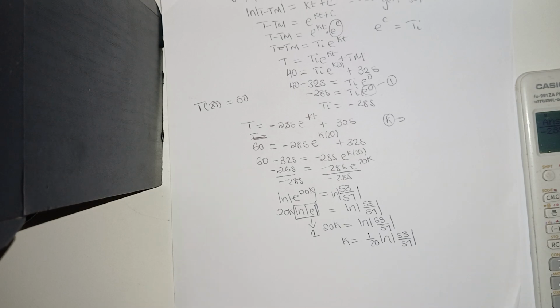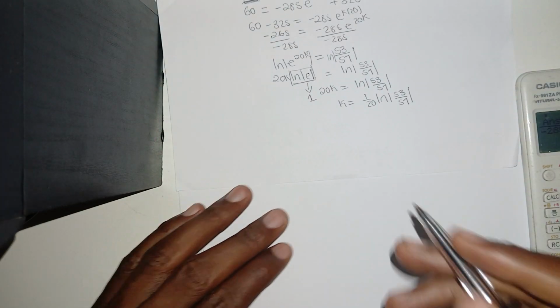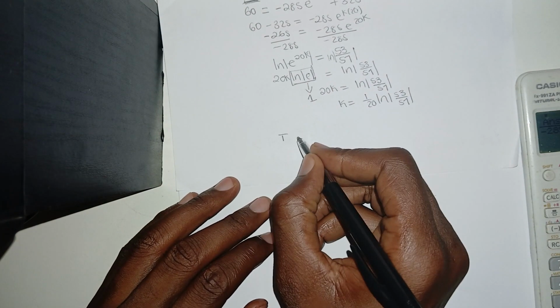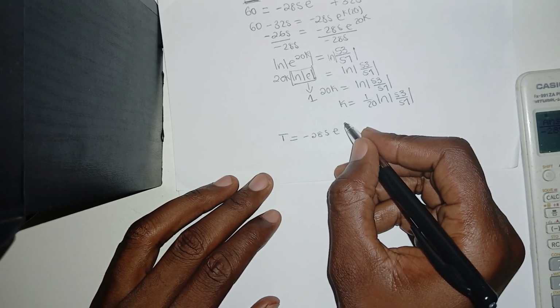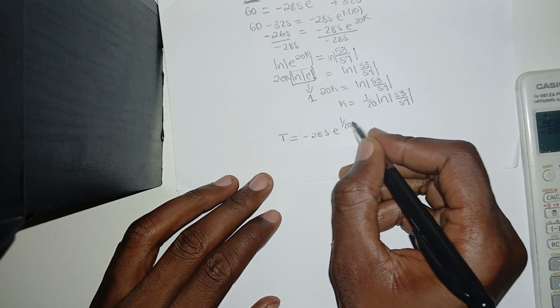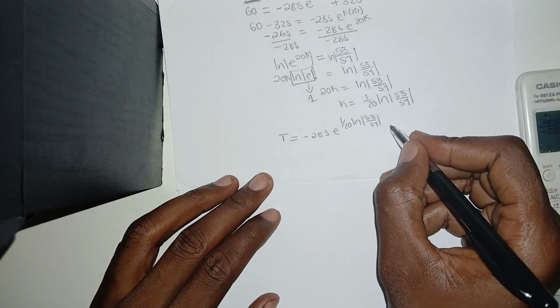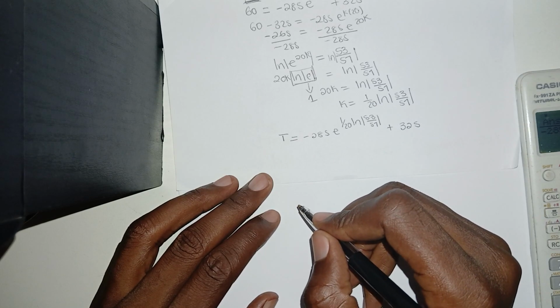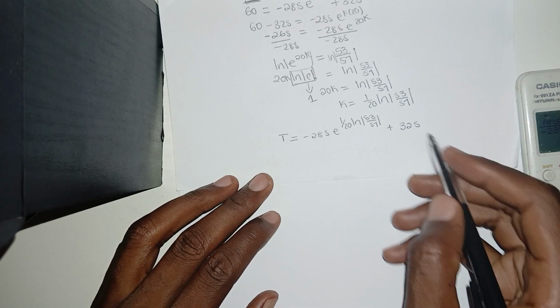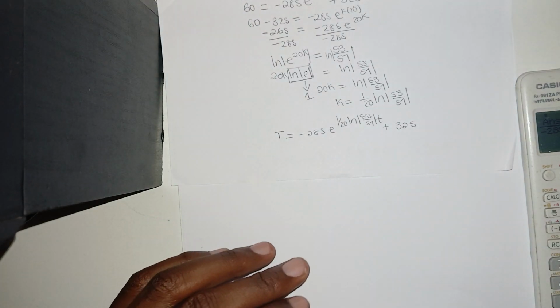Right. Now, how do we go about this? Now we have to write it back into the equation, which is T is equal to negative 285 e to the power, instead of k, we write 1 over 20 ln of 53 over 57, then plus 325. So this is our equation. Now we have to answer the question.